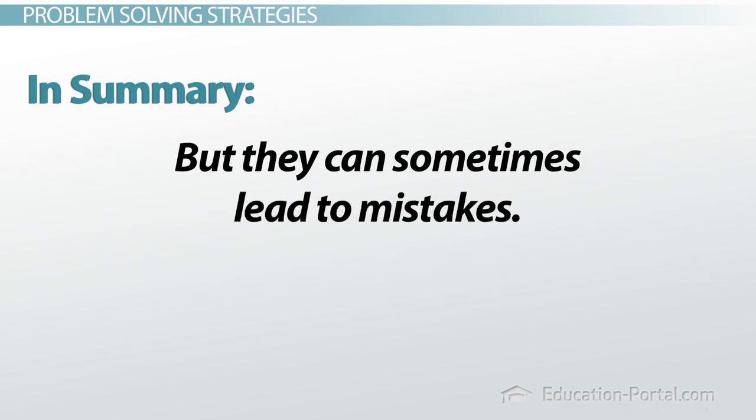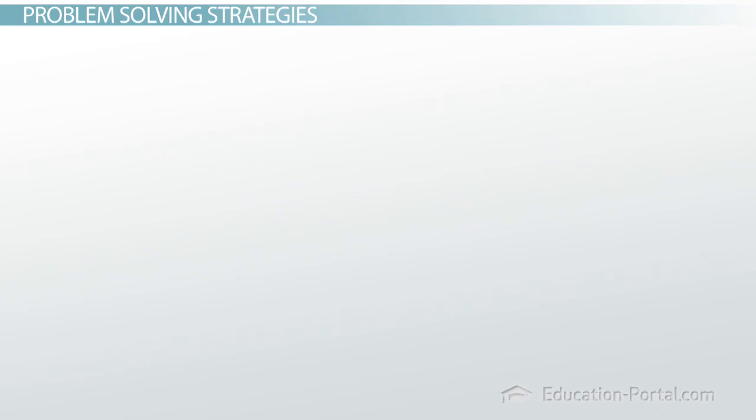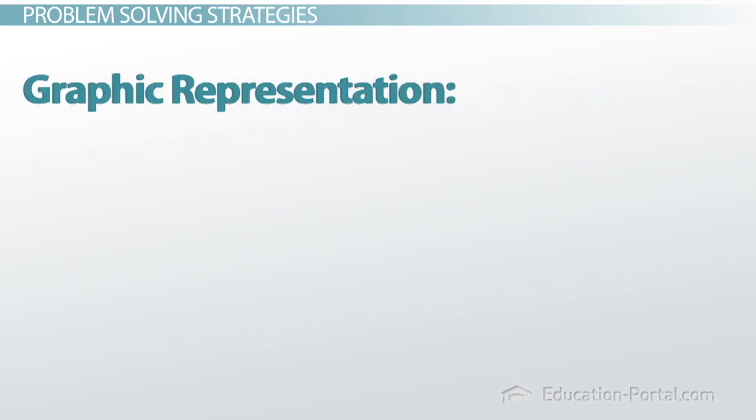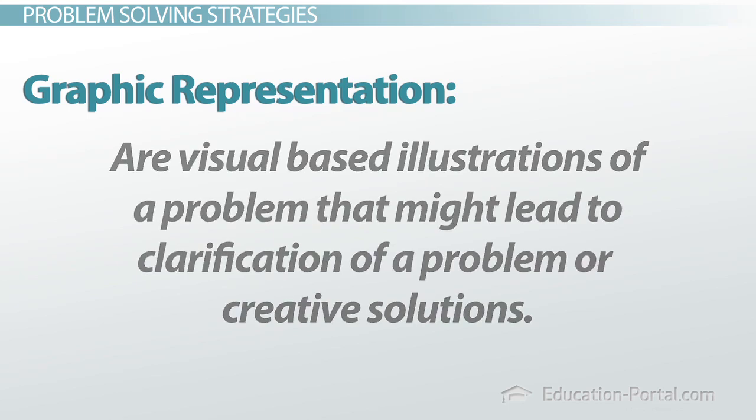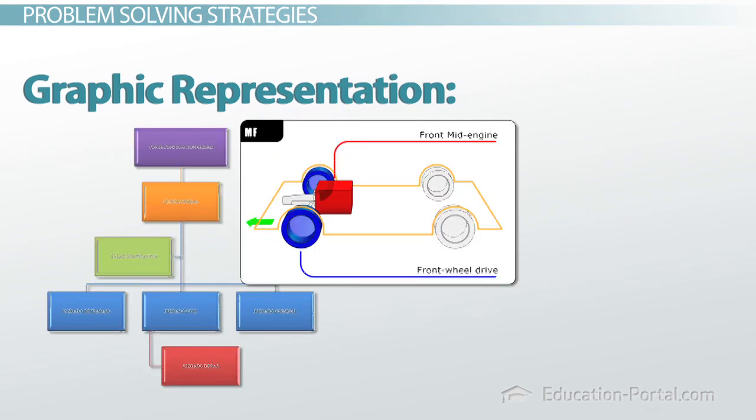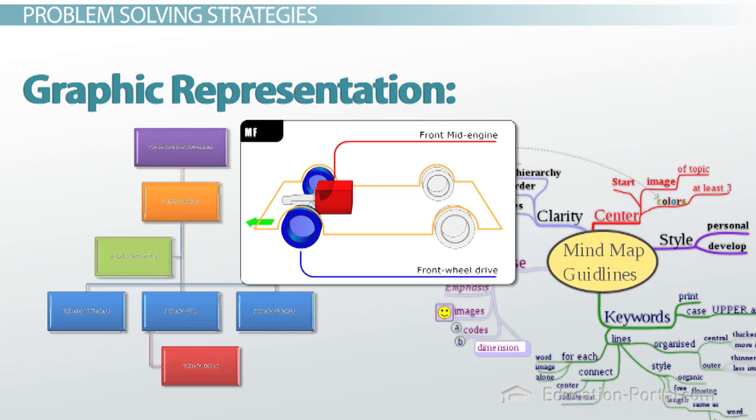A third type of problem solving that you might have used in the past is to use graphic representations. Graphic representations are visual-based illustrations of a problem that might lead to clarification of a problem or creative solutions. Examples of graphic representations are flowcharts, diagrams, outlines, or mind maps. With any of these options, you can draw the problem out, and this might help you see the problem in a new way. Let's talk about one more problem-solving strategy that comes from educational psychology.